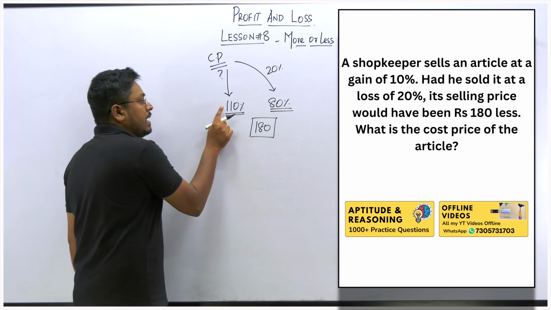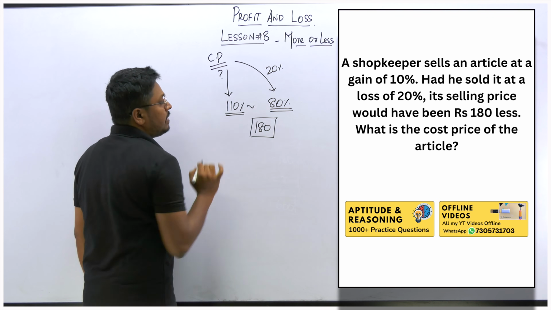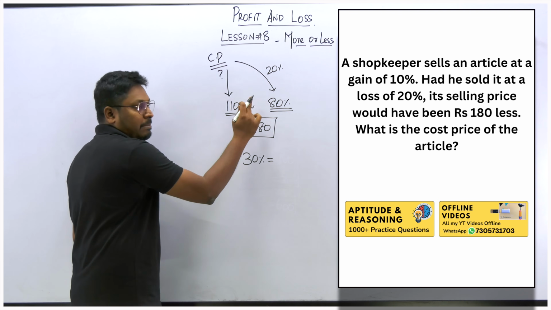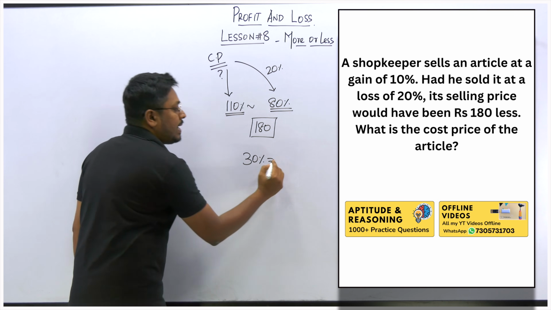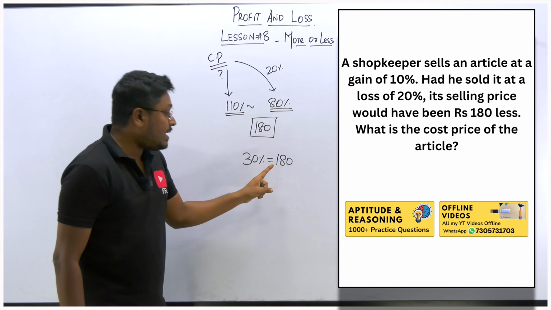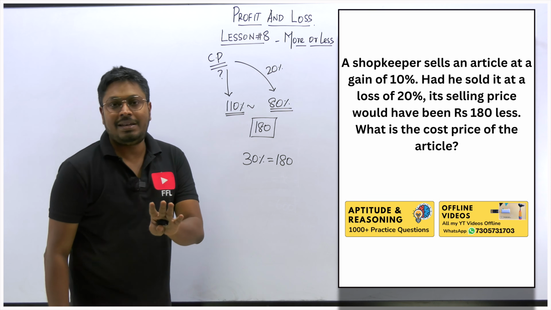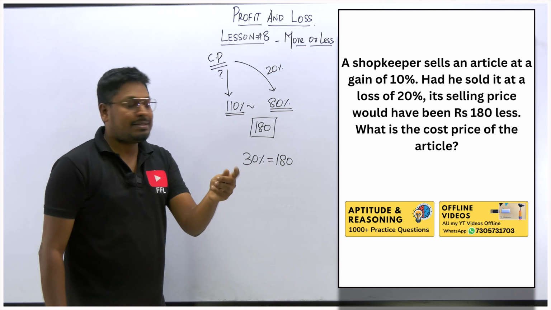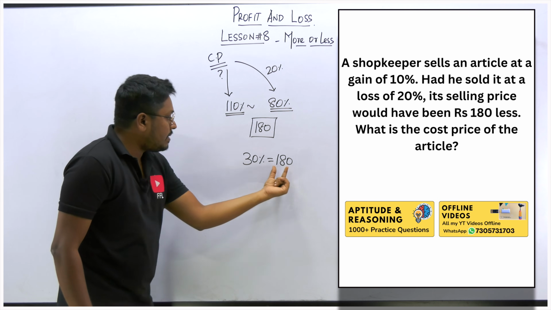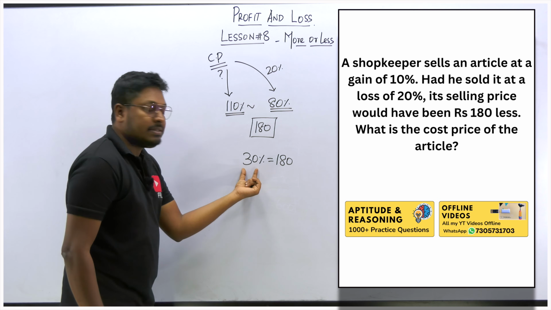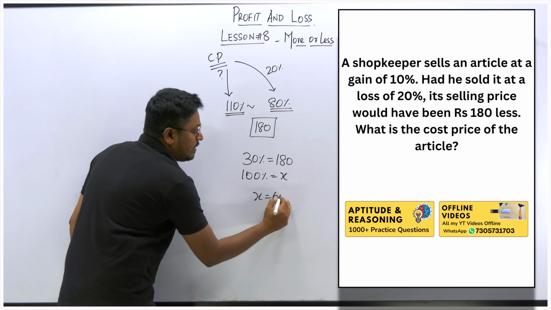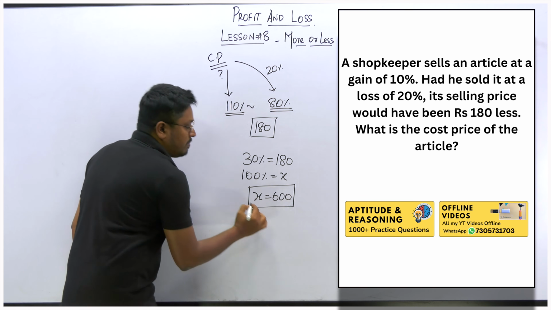Now the difference between 110 and 80 will be 30. So 30% is the difference between the two selling prices, and the rupee difference is 180. Some students ask me, if it is 180 less, whether I have to write negative 180? No, it is not needed. Whether it is more or less, we are just calculating the difference. So the difference is 180, the percentage difference is 30, so 100% is equal to X. X will be 600. That's it, this will be the cost price of the article.